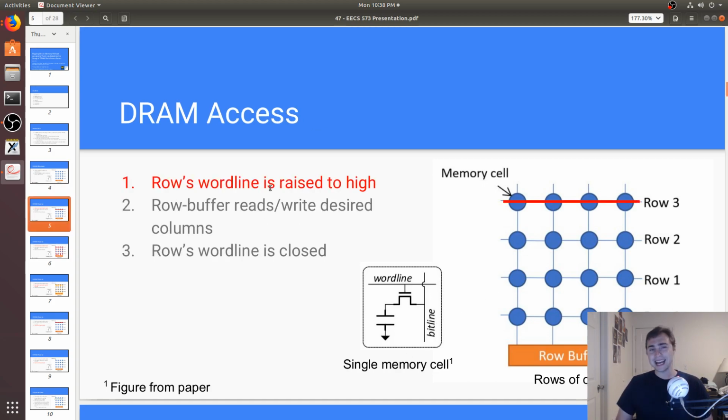When we're trying to access some of these bits, the first thing we have to do is raise a word line. So we activate this entire row. Then after it's activated, we can start doing reads. We can read out from each of these columns into a row buffer. And eventually when we're done, we can close the word line. So that's this process right here. That's the basics of reads and writes in DRAM, in a simplified fashion.